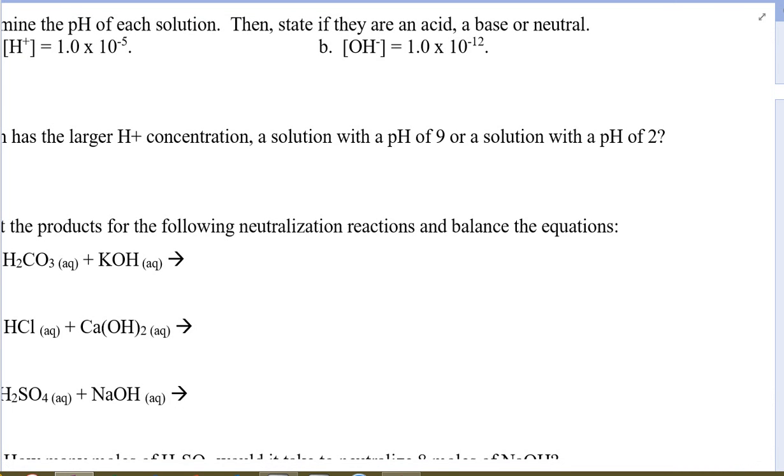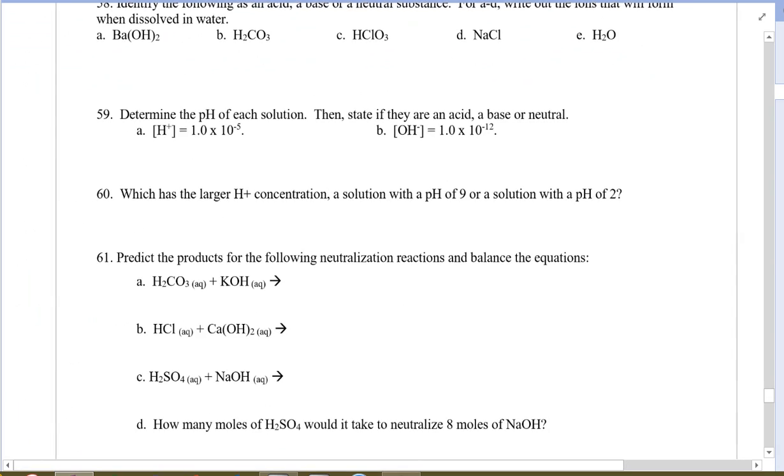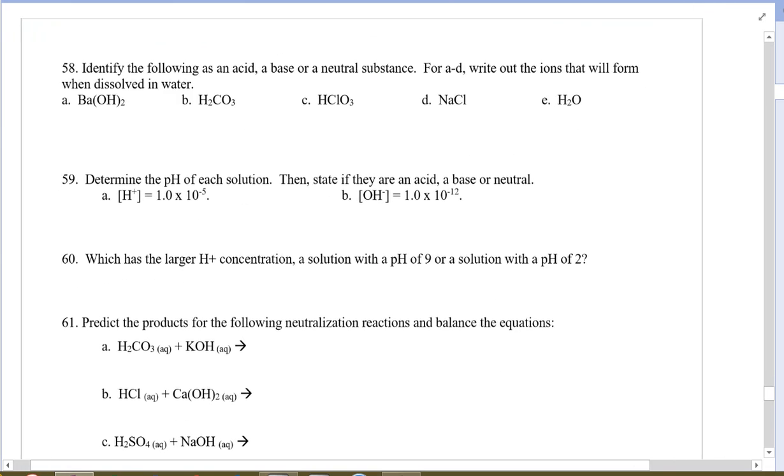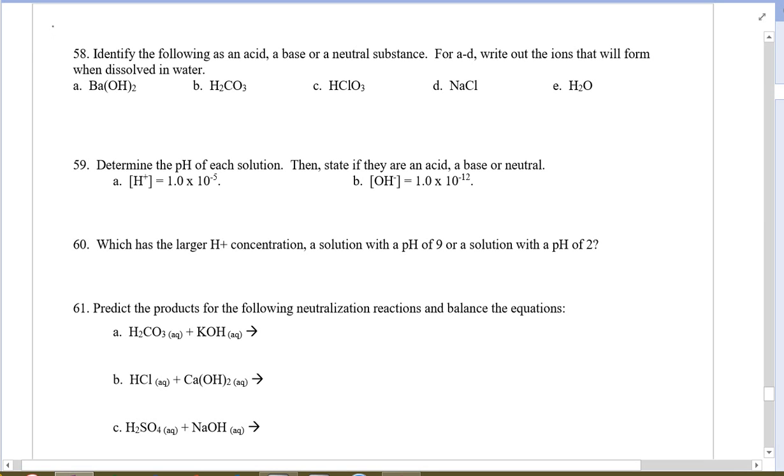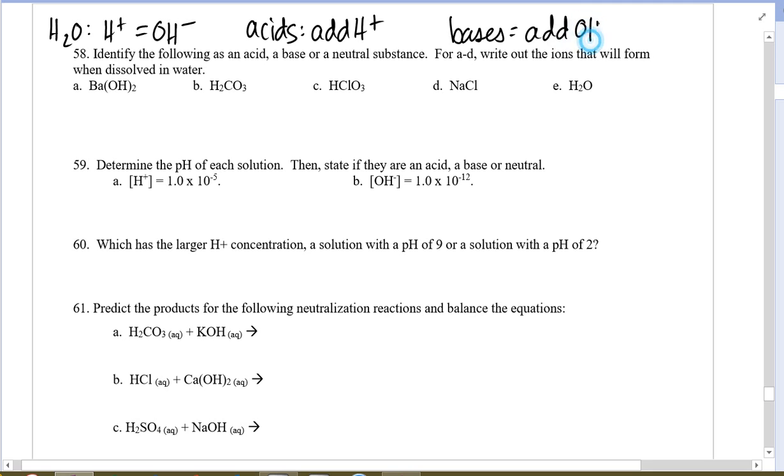We're going to look at the chemical equation, trying to figure out if a substance is going to be an acid, a base, or neutral. And the key thing to know here is that water is neutral. Water has equal amounts of hydrogen and hydroxide. That's what makes it neutral. Things that are acids are going to add hydrogen to the solution. Things that are bases are going to add hydroxide to the solution. And if something doesn't affect the hydrogen or the hydroxide, then we just say it's neutral.